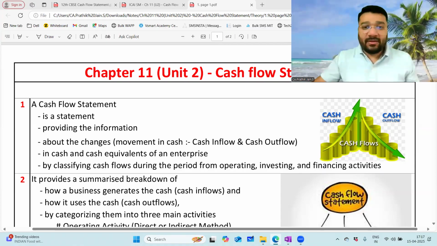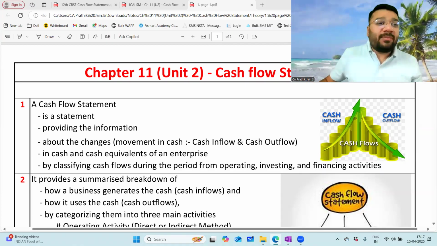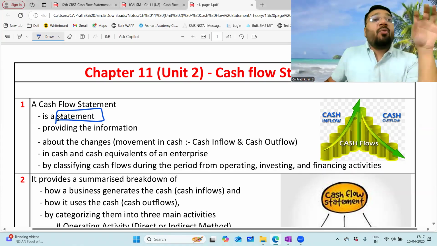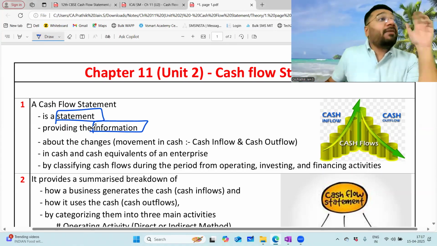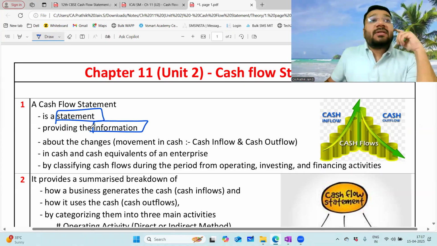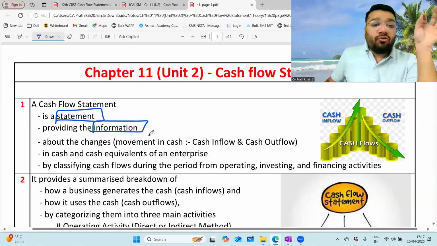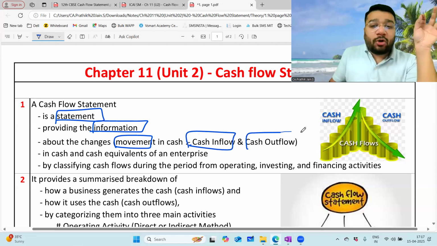We're doing this chapter called cash flow statement. Quick recap. What is a cash flow statement? It is first of all a statement. What does this statement do? It provides information. What information does this provide? The movement of cash inflows and cash outflows.